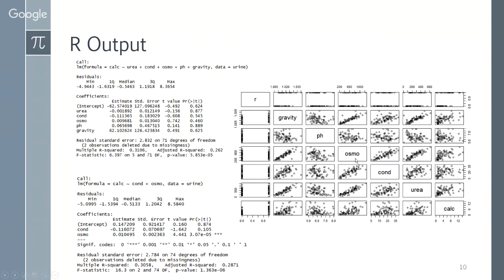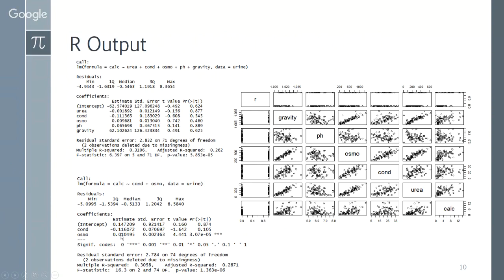It means when the osmosis variable is equal to 0 and the condition variable is equal to 0, our expected calcium level is going to be equal to 0.1472. Now, for every increase of one in the condition variable, we expect the calcium levels to decrease by 0.116. So again, our regression coefficients, or the estimates of our regression coefficients, correspond to the incremental increase or decrease in our response variable based on the explanatory variable.